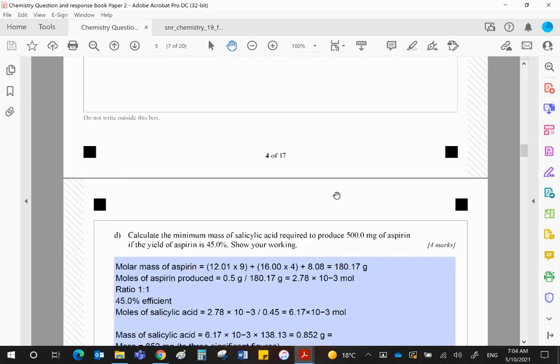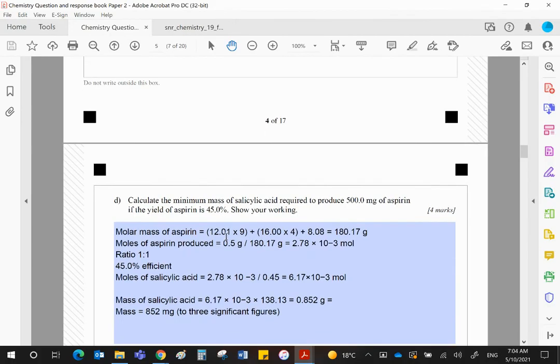Now, if you're thinking, why divide it? Okay, it's a maths thing. Let's say it was a 50% yield. Then can you see you would need twice as many moles of reactant if it was only going to produce half the yield? What that means is you'd then be dividing by 0.5. So effectively, you're dividing by whatever that percentage is, but turn it into a decimal. Don't divide by 45. If you do divide by 45, remember to multiply by 100.